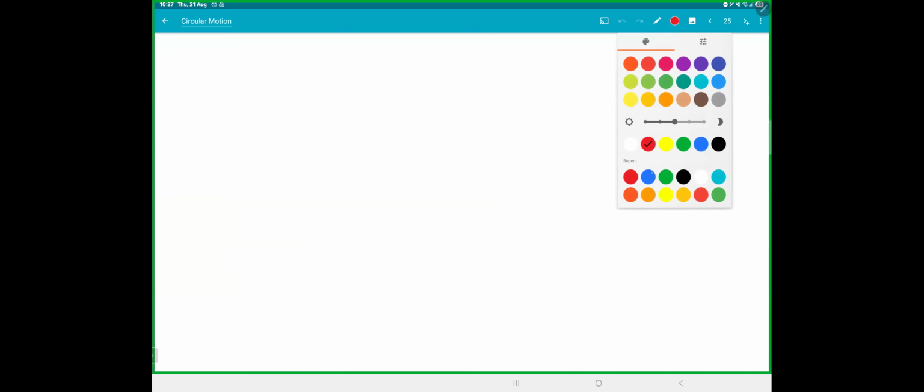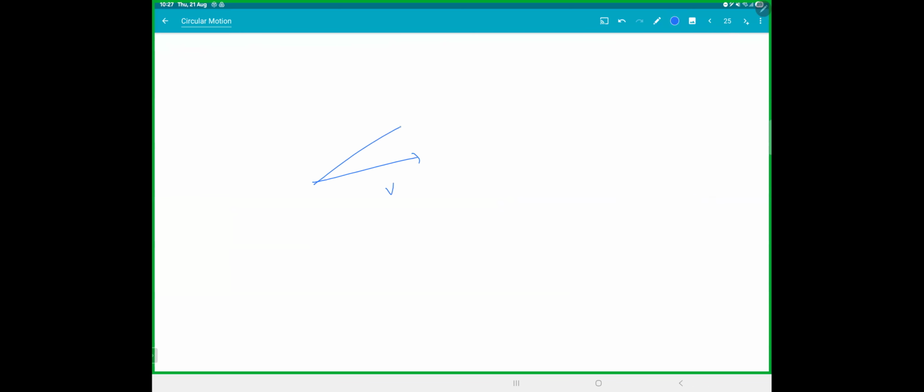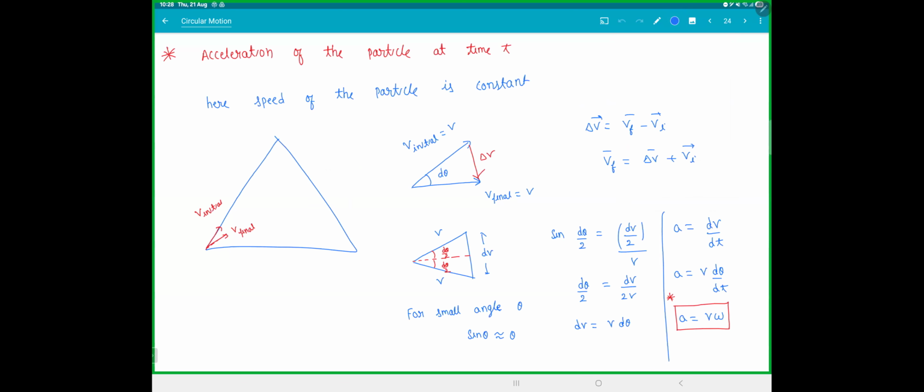We could have done this faster without that. You can say this is v and this is v. Since this d theta is very small, this thing is like an arc. So this length will be v d theta, which is nothing but dv. So we get dv is equal to v d theta, divided by dt. This becomes acceleration is equal to v omega. There. That also works pretty fast. Since theta is very small, you can treat it like a small triangle or you can treat it like an arc. Both work. But is that formula clear, everyone?